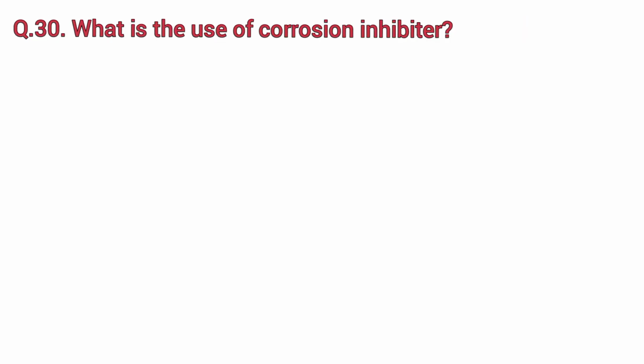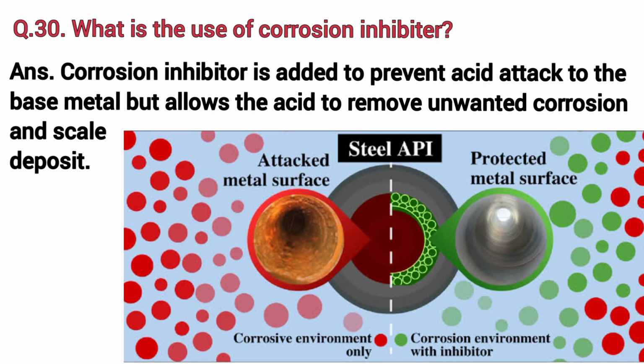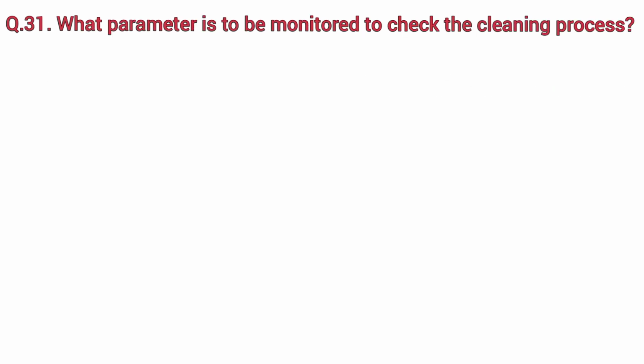What is the use of corrosion inhibitor? Corrosion inhibitor is added to prevent acid attack on the base metal but allows the acid to remove unwanted corrosion and scale deposit. What parameter is to be monitored to check the cleaning process?